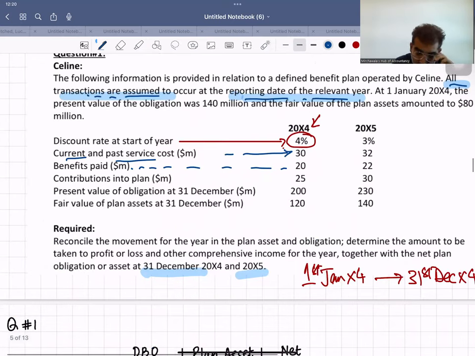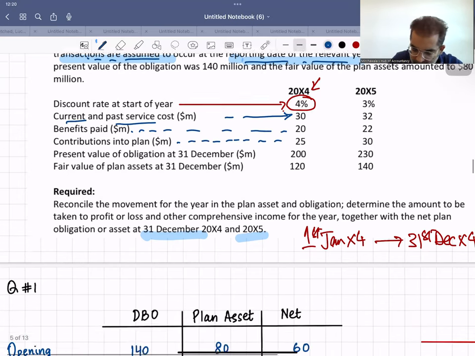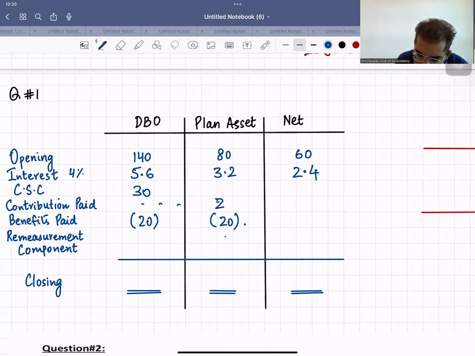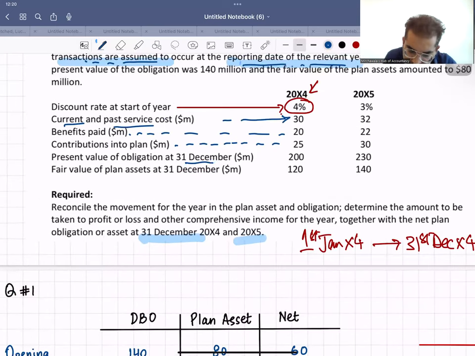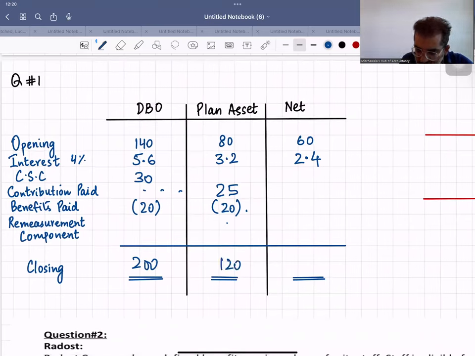Now, the next one is contribution paid into the plan. That means contribution paid by the employer. It increases your plan asset. So you will be increasing your plan asset by 25. Okay. Then the next thing is finally the closing balance. See, this is 31st December. So the closing liability is 200 and the closing fair value of plan asset is 120. So here I'm going to write 200. Here I'm going to write 120. 200 minus 120 is 80. Okay. Now wait.